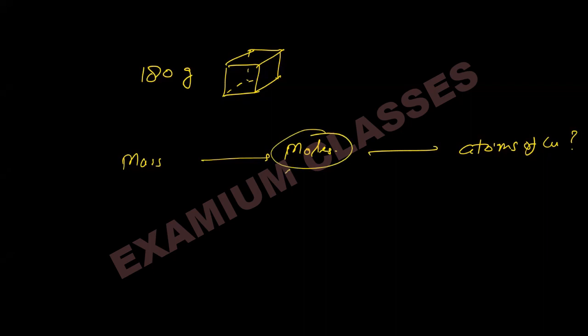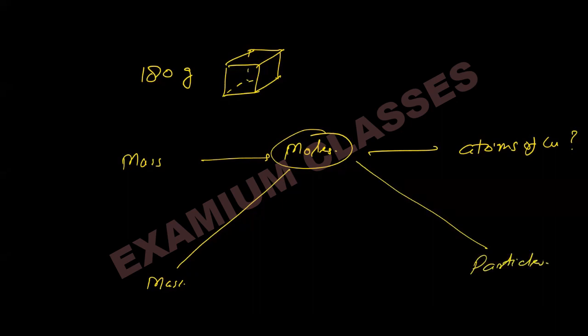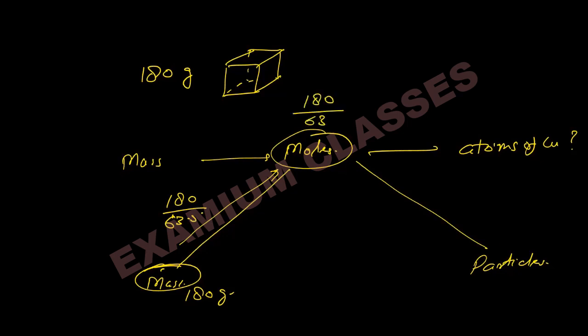Remember this diagram we talked about, mass was here and particles here. Do you remember that diagram? Yes, sir. Okay. So we have 180 grams of copper, and when we move towards mole, we divide it by molar mass, and molar mass is 63.5 of copper. So we got number of moles, these many number of moles.